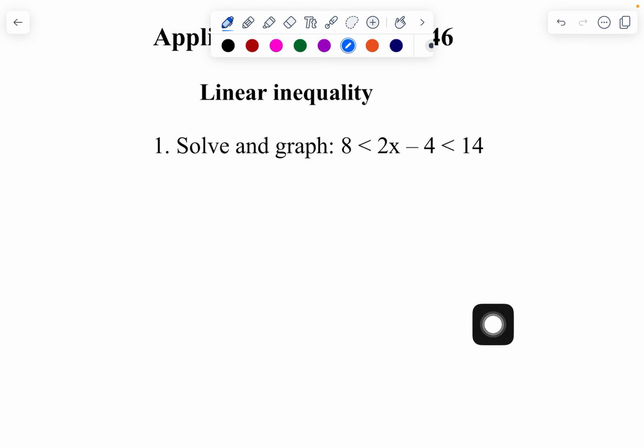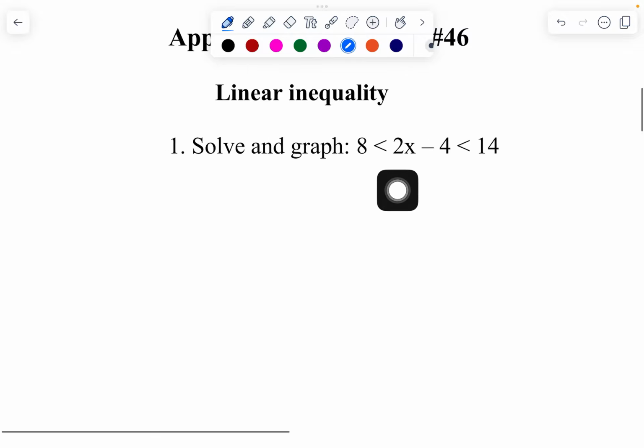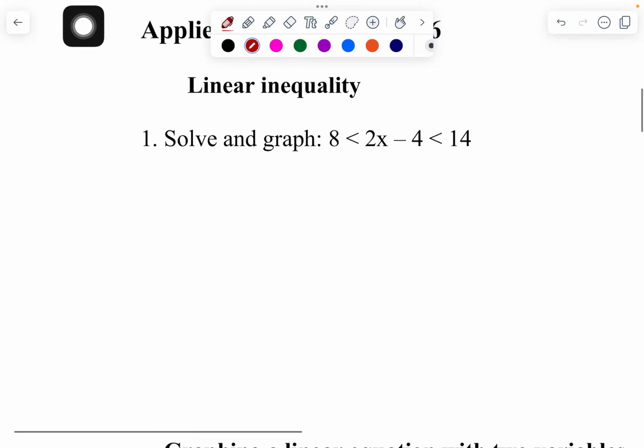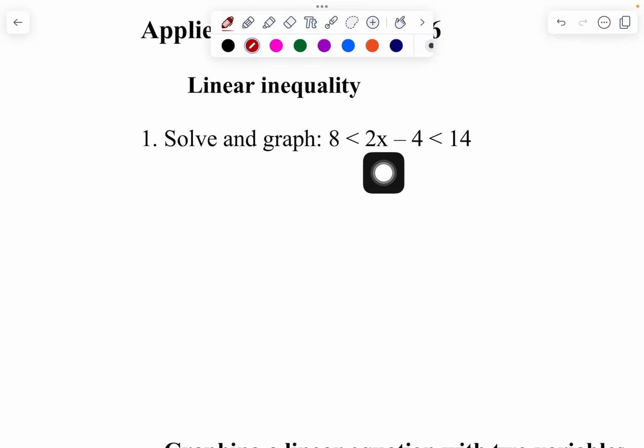Well, first of all, this is a conjunction. So this is actually two inequalities. We have 8 is less than 2x minus 4, and 2x minus 4 is less than 14. So let's go ahead and solve this. We're going to do a lot of the same kind of steps here. We want to get x by itself.